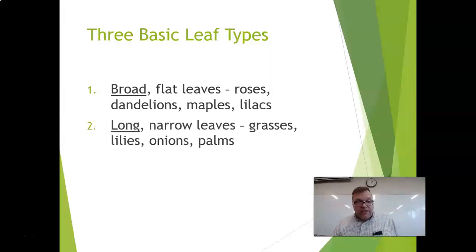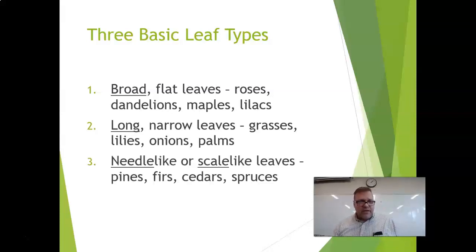We have long leaves. Those are narrow leaves like grass, dandelion, onions, and palms. Anything that's kind of long and narrow would be considered a long leaf. And finally, needle-like or scale-like. Think of a pine tree, a fir, a cedar, or a spruce. So broad, long, or needle or scale-like. Three basic types of leaves.